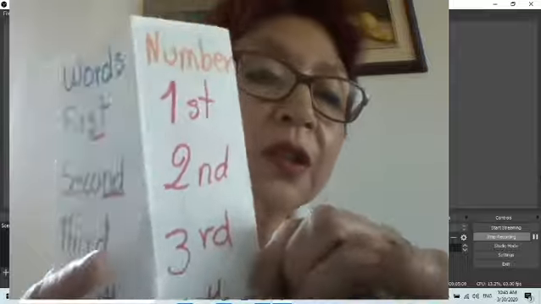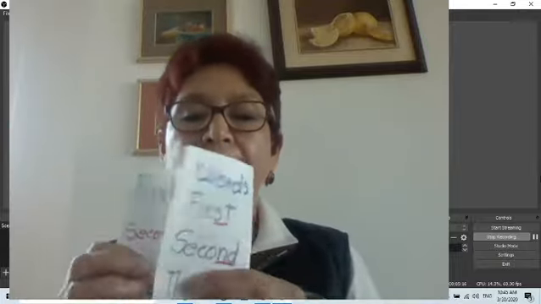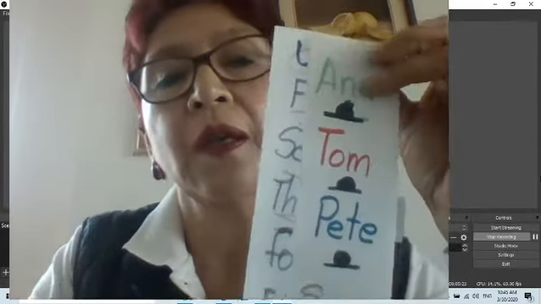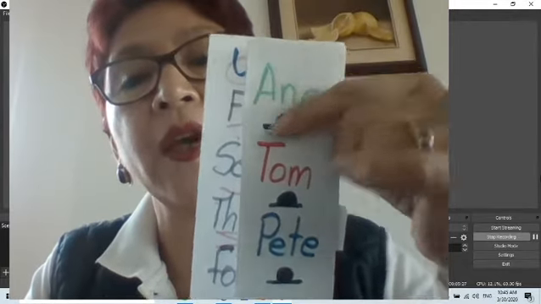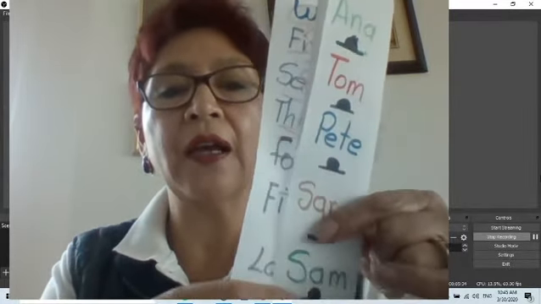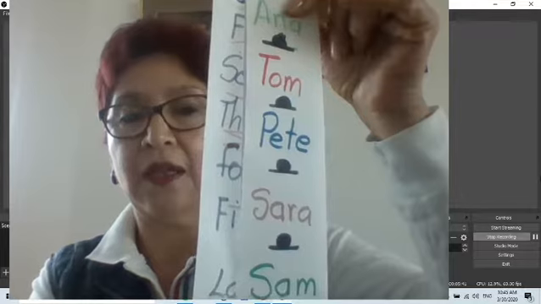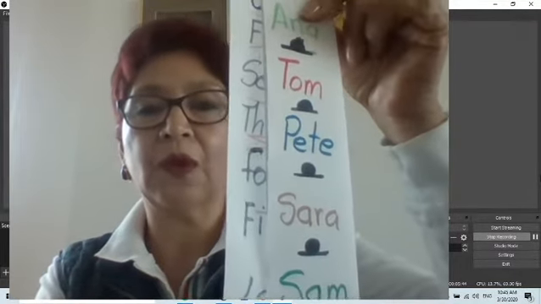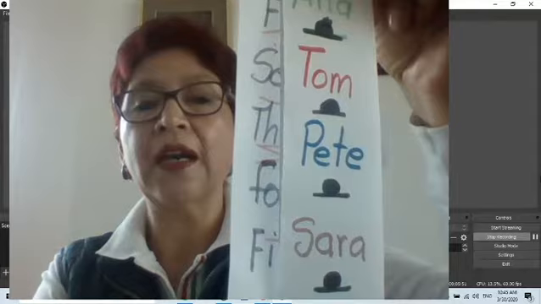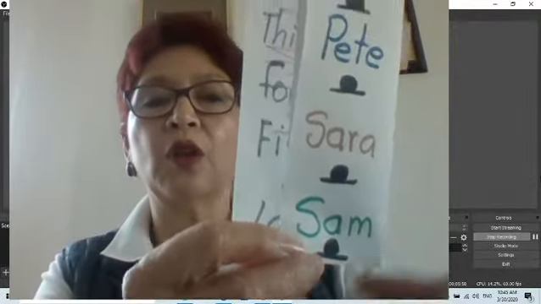show the position of something, let's check this list. Here we have a position of the list. Look, I have in a classroom the desk and Anna, Tom, Pete, Sarah, and Sam. Look at this one. Can you tell me who is last in the row, en la fila? Who is last? Who is sitting last? Anna? Sarah? Or Sam? Sam is the last. Yes. See? No hay más abajo. No more. Sam is the last.